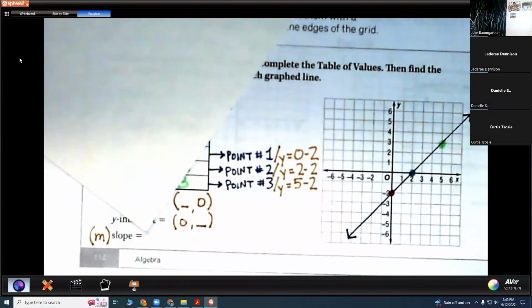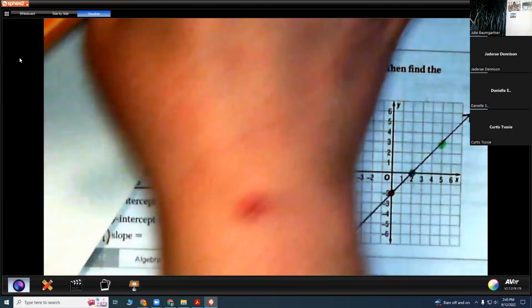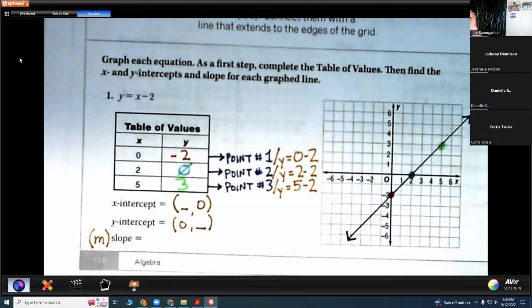Good at drawing lines. Woo! I cheated, I used my note card, but yes. I really make the effort, right?